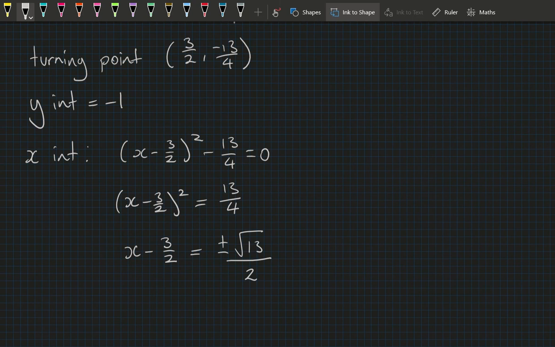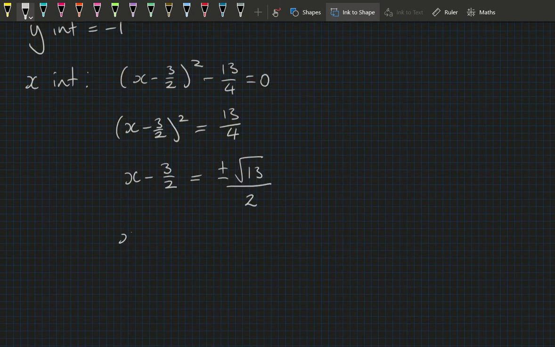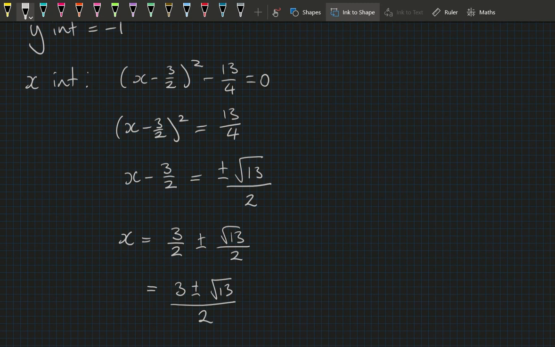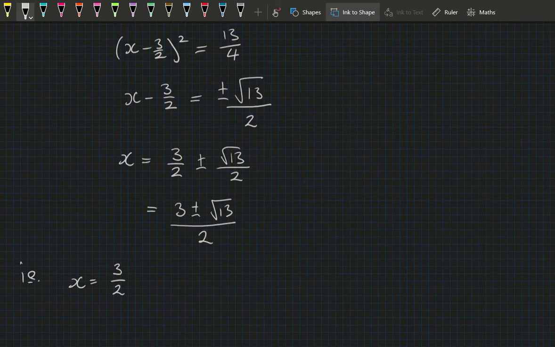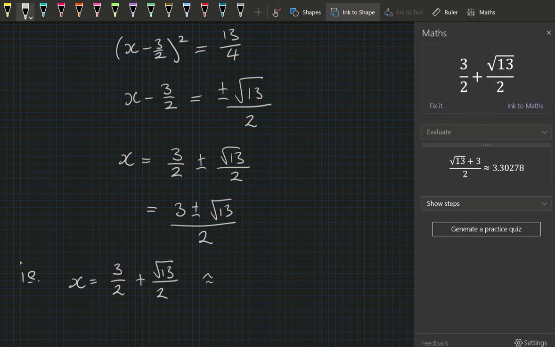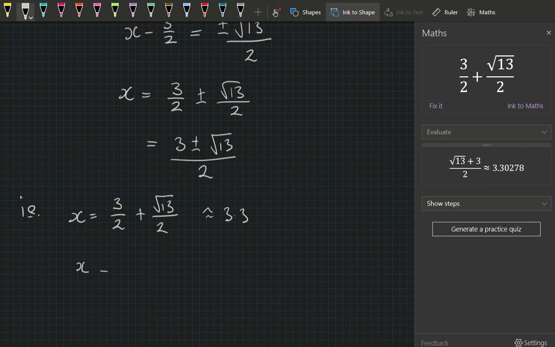And hopefully you recognize that the square root of 4 is 2. And we can now add 3/2 to both sides. That does look a bit nicer if you put them all on the one fraction, so I'm going to rewrite that as (3 plus or minus the square root of 13) on 2. And as you know, I want to use a calculator to know where that is. One value is 3/2 plus root 13 on 2, and that is around about 3.3. And the other one is 3/2 minus root 13 on 2, and that is minus 0.3.